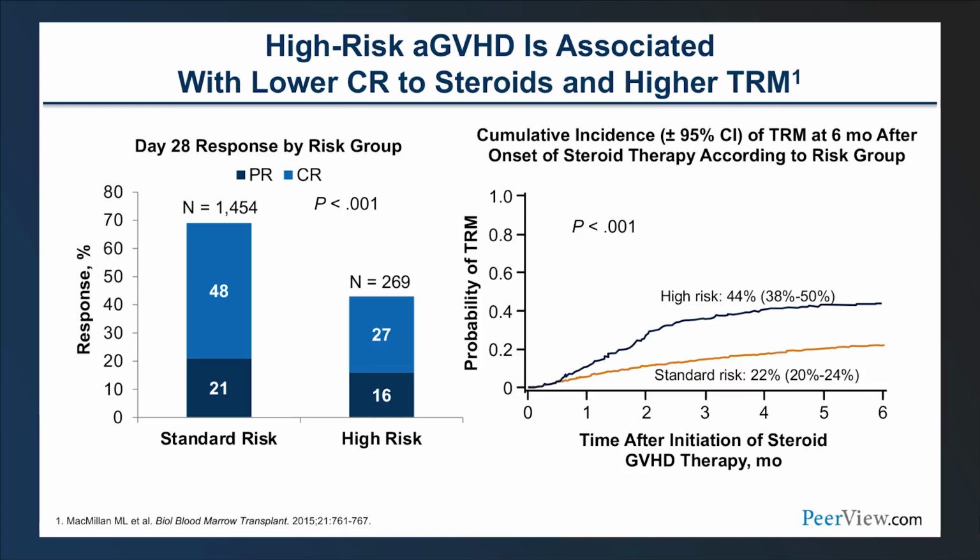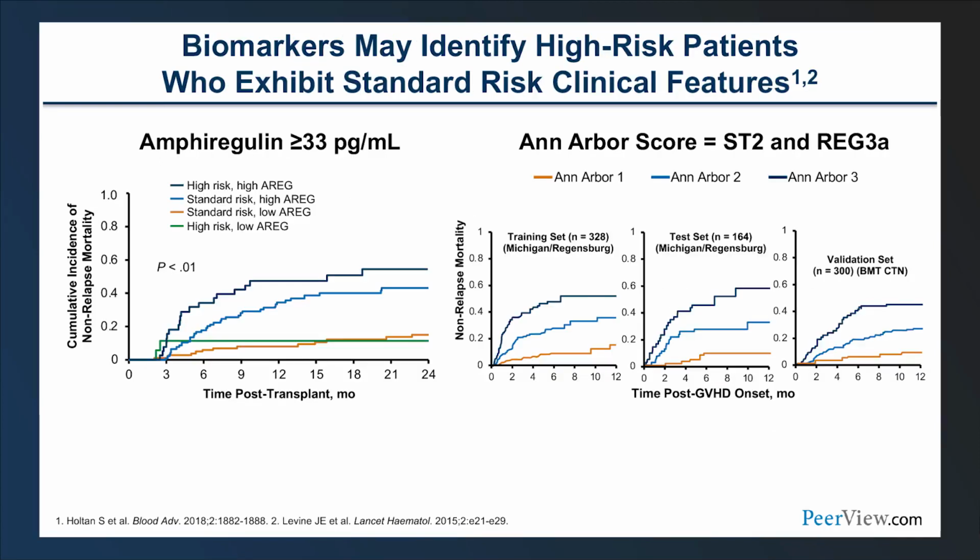The non-relapse mortality then follows that as well. Those who have Minnesota high-risk acute GVHD have approximately twofold increased risk of transplant-related mortality, with 44% of people having TRM at 6 months. So that was the clinical staging, Minnesota standard risk versus high risk. There's an online calculator that's available to help sort this out if it's necessary.